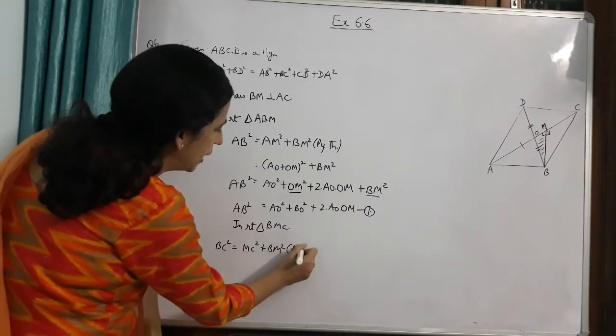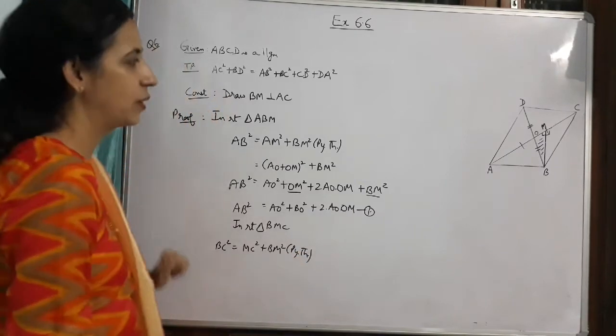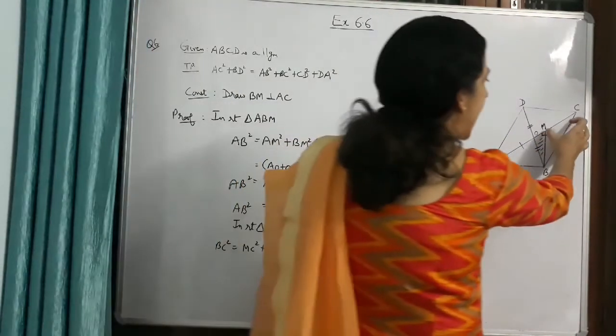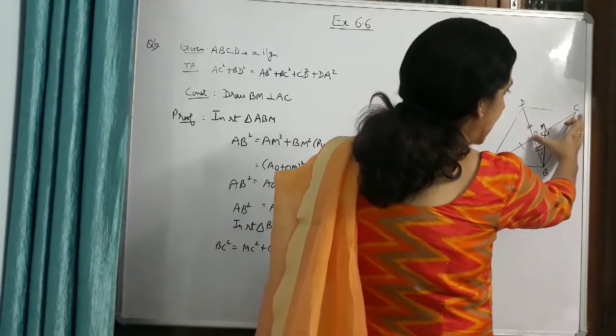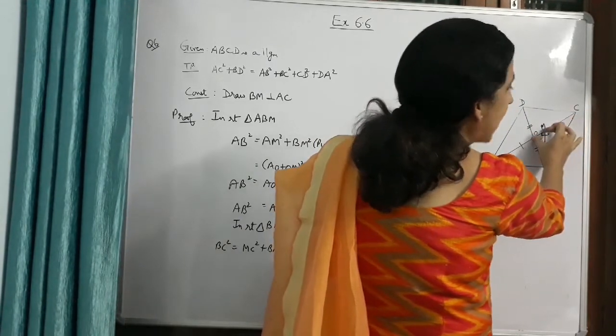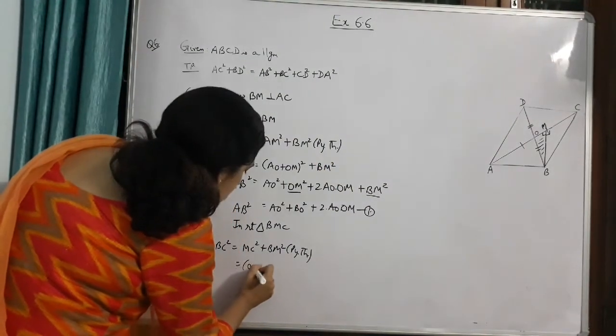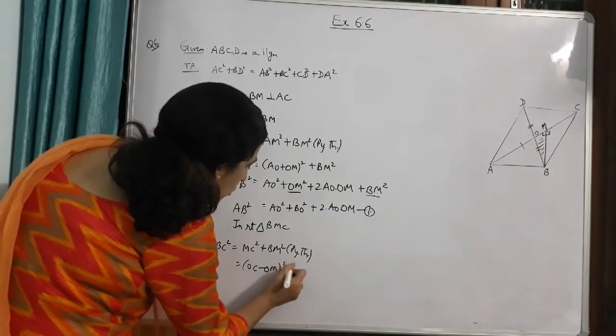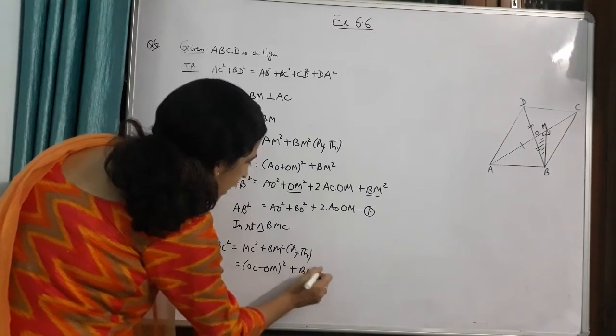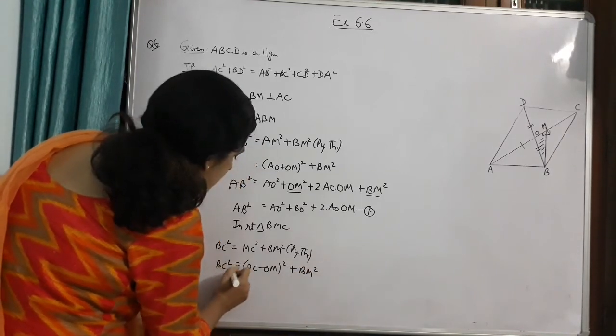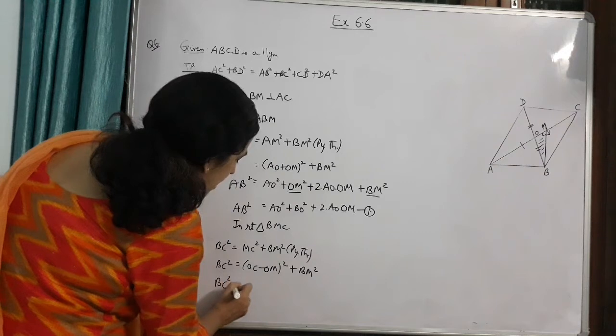This is what we obtain by Pythagoras theorem. Now MC can be written, as you can see from the figure, as OC minus OM. So MC we write as OC minus OM whole square plus BM square. This is BC square. And now let us simplify this.